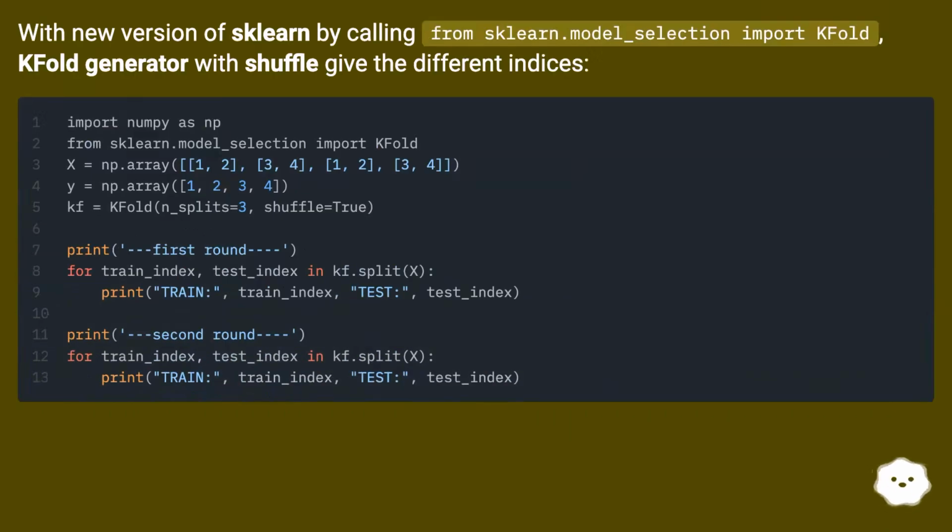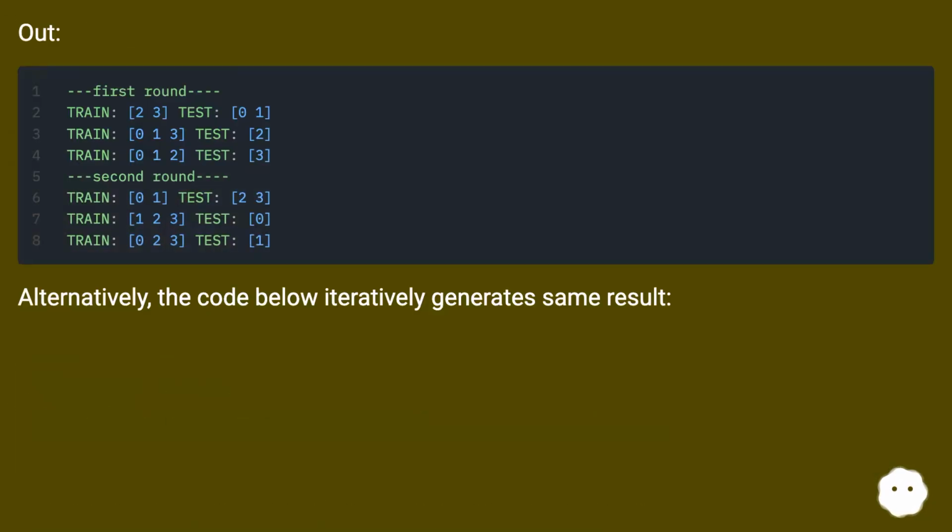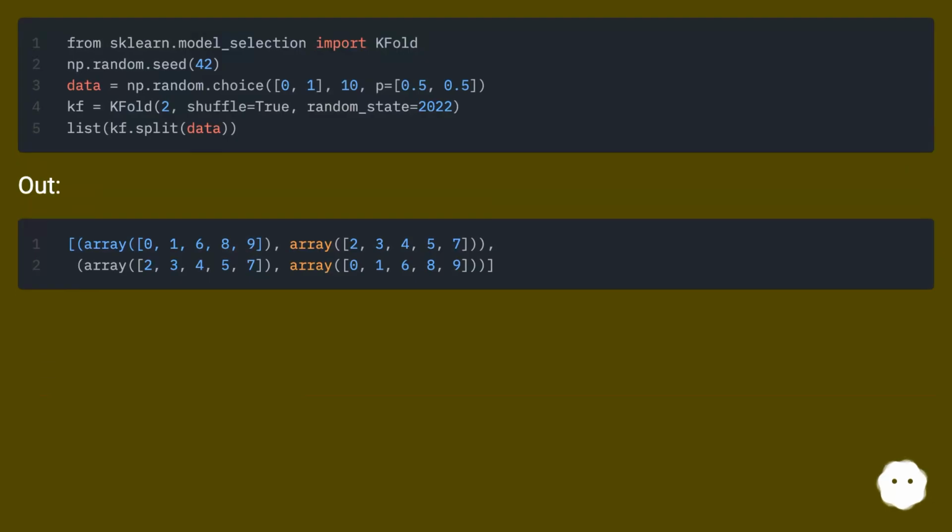With the new version of scikit-learn, by calling from sklearn.model_selection import KFold, the KFold generator with shuffle gives different indices. Out. Alternatively, the code below iteratively generates the same result. Out.